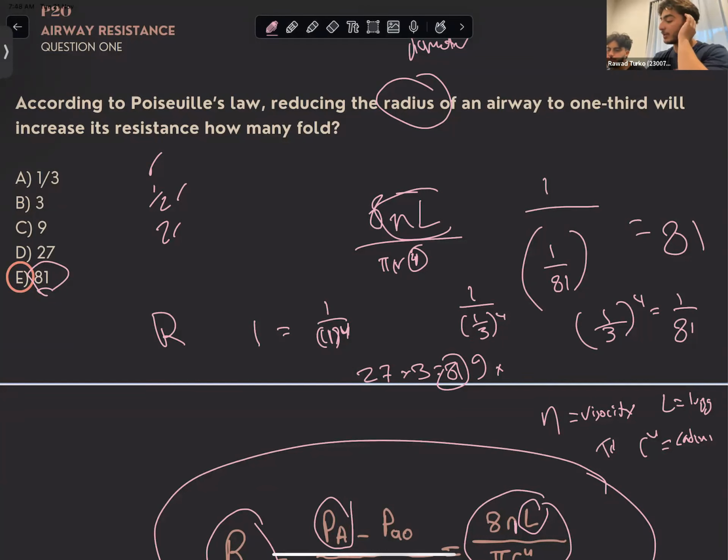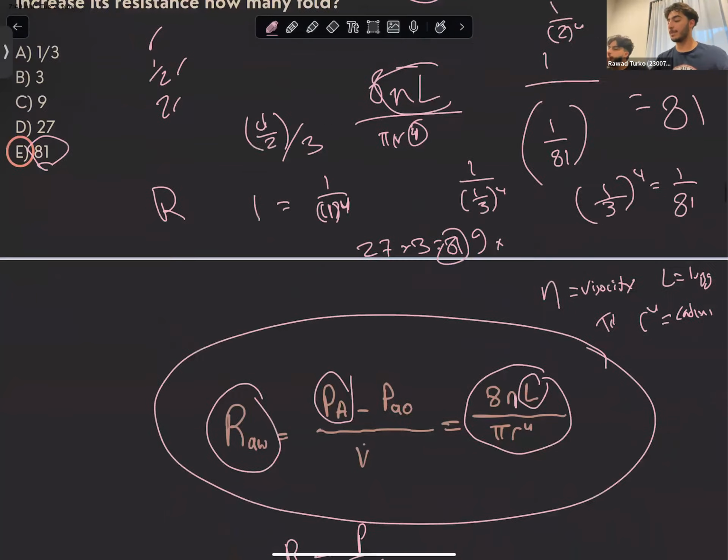If they say the diameter, then what you do is you take, let's say they took the diameter to 1/3. So what you do is you take D over 2 over 3, and then you solve for that. But it's the exact same thing. If they were to say radius, doubling the radius, then you do 1 over 2 to the power of 4, and then you solve for that, right? And then you ignore every single other thing except for the radius, because it's the only thing you care about anyways. Does that make sense?